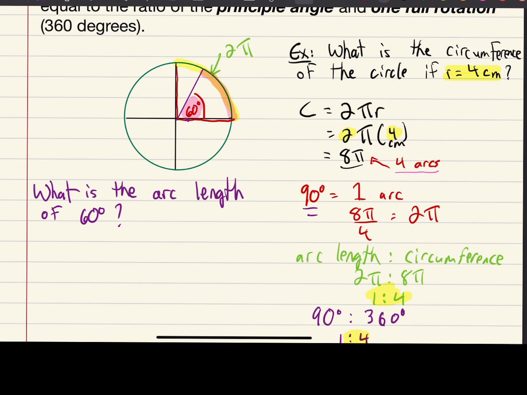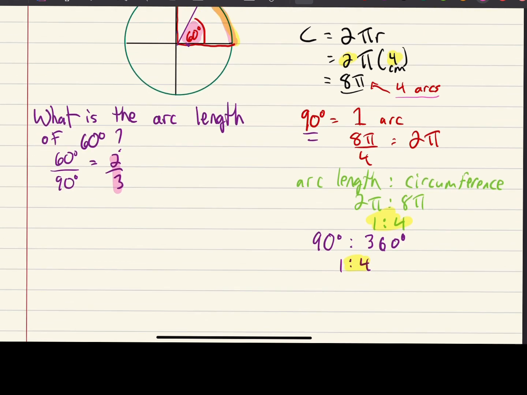Well, again, let's look at what the ratio between the two angles would be. So if I go 60 degrees over 90 degrees, that would be a 2 to 3 ratio. So what I could do is take 2 over 3 multiplied by the arc length that 90 degrees was, which was 2 pi, since it's only going to be 2/3 of that arc length. And then I end up getting about 4 pi over 3 as my arc length.